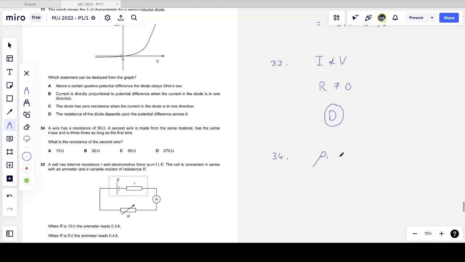So if two wires are made from the same material, they have the same resistivity. That's a fact that will not change. As long as they are made from the same material, the same metal, they will have the same resistivity. We also know that the two wires have the same mass. I'm going to write down what I know in mathematical form because this helps us later on. The second wire has a length L2, which is 3 times greater than the length of the first wire, 3L1.